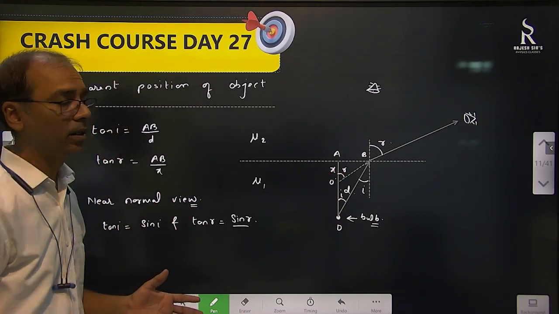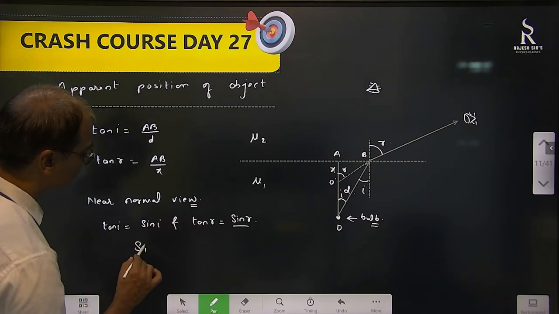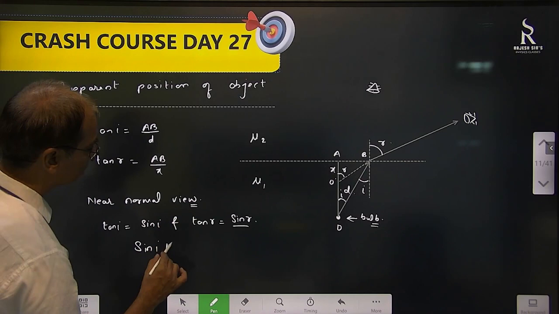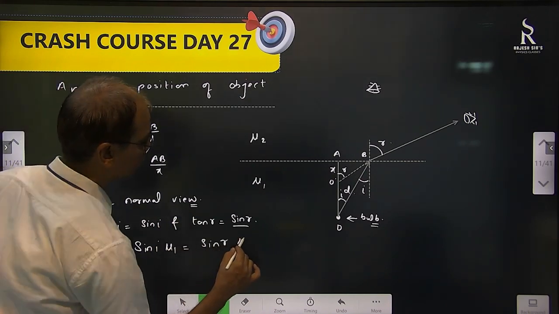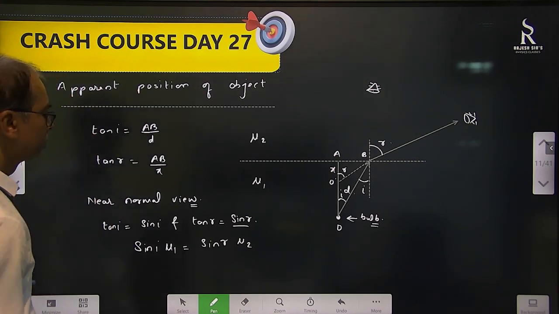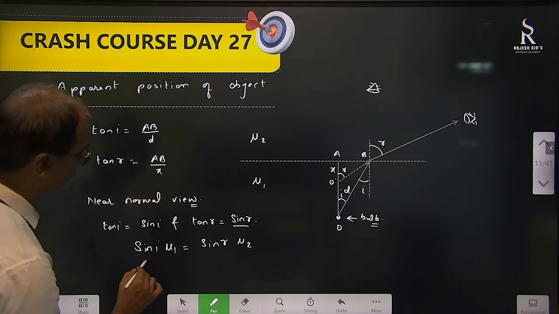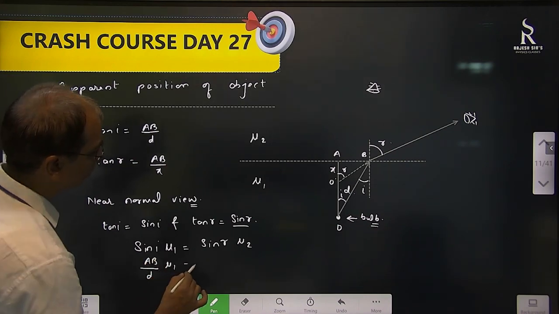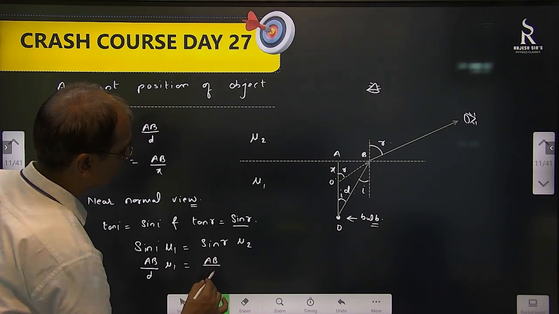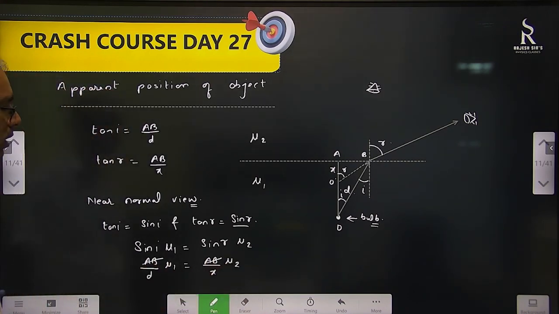Why sin I and sin R? Because Snell's law is like that only. So sin I into mu1 equal to sin R into mu2. This is what we have, right? So from here we'll keep it. We are writing sin I equal to tan I, so we can write it over here: AB by D mu1 equal to AB by X into mu2. This AB gets cancelled. So the X value is what we wanted.